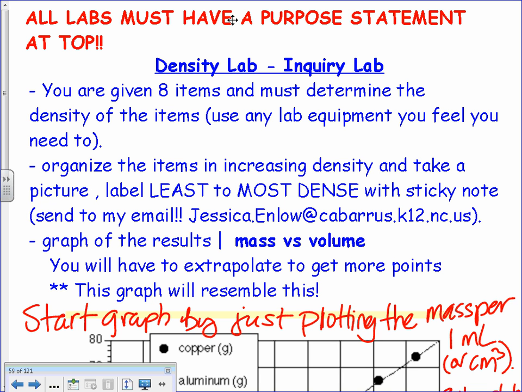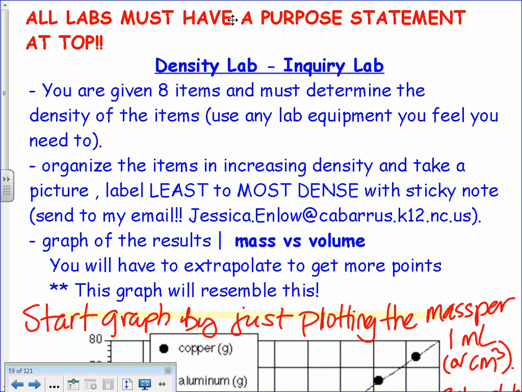All right, so thank you. For our lab, this is called an inquiry lab, meaning I'm not going to give you step 1, step 2, step 3, step 4. You're going to have to dive in and solve your problem based off what I'm asking you to do. So I'm giving you 8 items, some miscellaneous objects: a little plastic frog, a brass brad, some cubes. So basically irregularly shaped objects and then regularly shaped objects, like prisms.